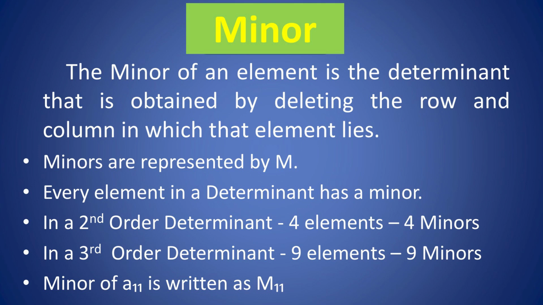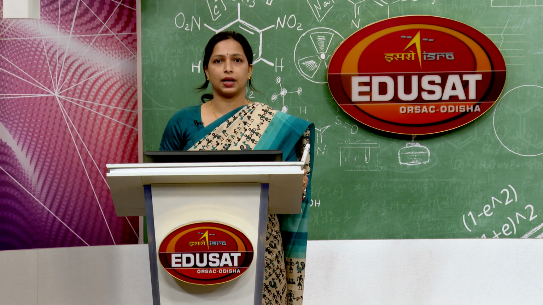Now, minors are represented by M, right. So, if we have to find the minor of, let us say, A11, we use M11. M11 signifies that we are finding the minor of the element that lies in row 1 column 1, right. Every element in a determinant has a minor. In a second order determinant there are 4 elements, so 4 minors, and in a third order determinant there are 9 elements, so 9 minors. Like I already said, the minor of A11 is written as capital M11 in the subscripts. Okay. Now, let us go to the next slide.